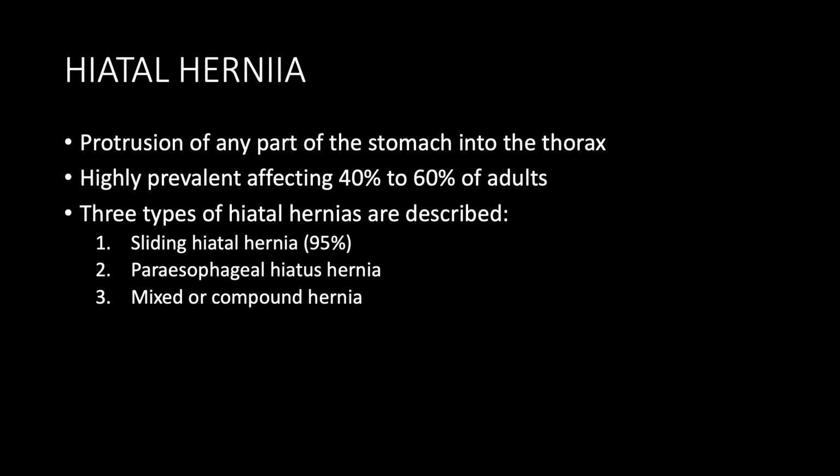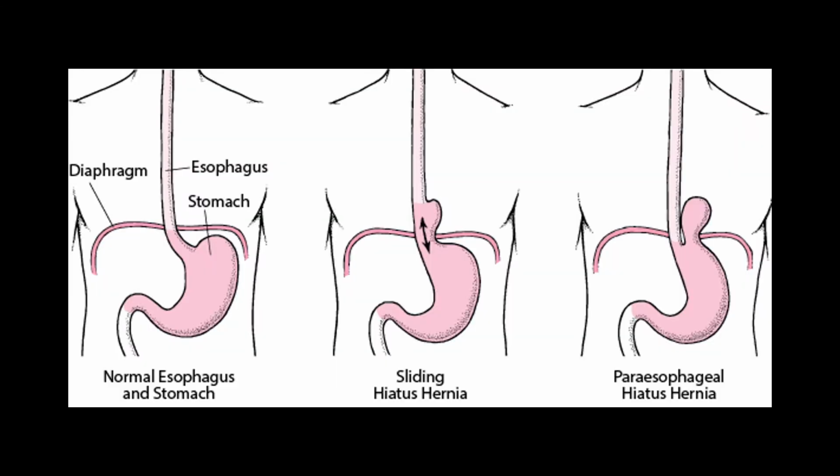Hiatal hernia is the protrusion of any part of the stomach into the chest cavity. It is highly prevalent, affecting 40 to 60% of adults. Three types of hiatal hernia are described in Brandt, which includes sliding hiatal hernia, which is the most common, amounting to 95% of cases, paraesophageal hiatal hernia, and mixed or compound hernia is the last one. So this illustration shows a normal location of esophagus and stomach, a patient presenting with sliding hiatal hernia, and a patient presenting with a paraesophageal hernia.